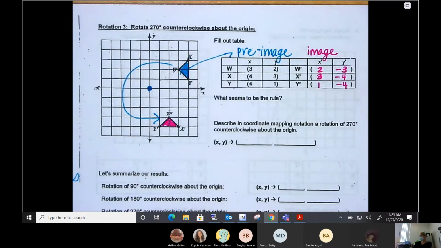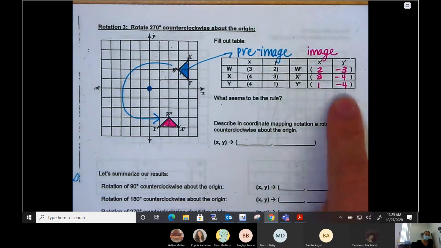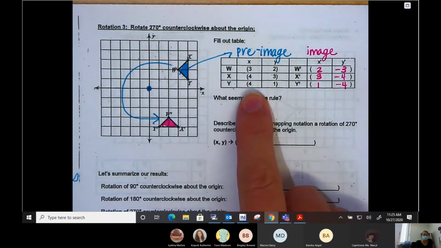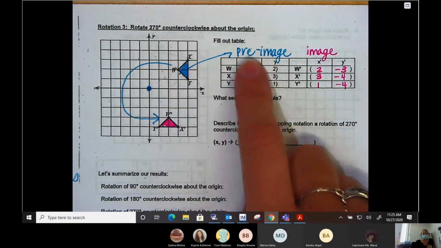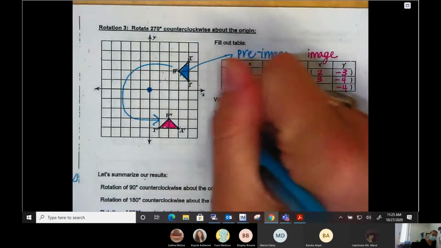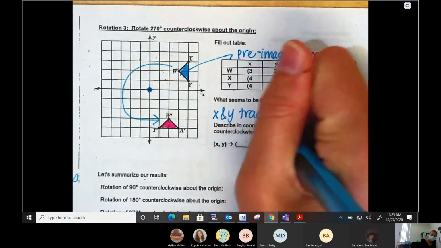All right, who can tell me what seems to be the rule or the pattern that you are seeing? What are you noticing? Ivania, what do you think? So the X's and the Y's look like they swap places. Good. And the signs change for the Y value. For the new Y value, which original one changed? The X of your original one. So you always go back to the original, but good job. Yes. My X and my Y trade places.